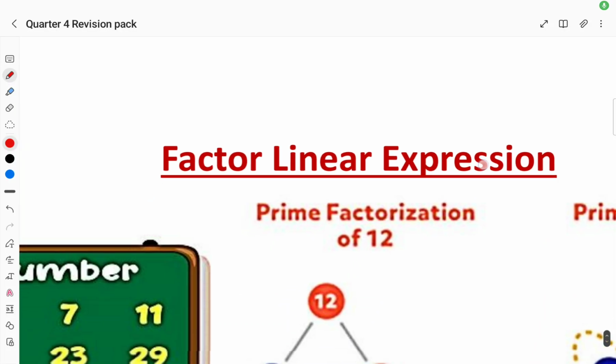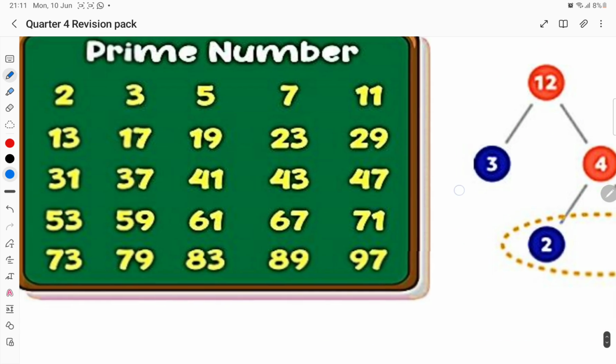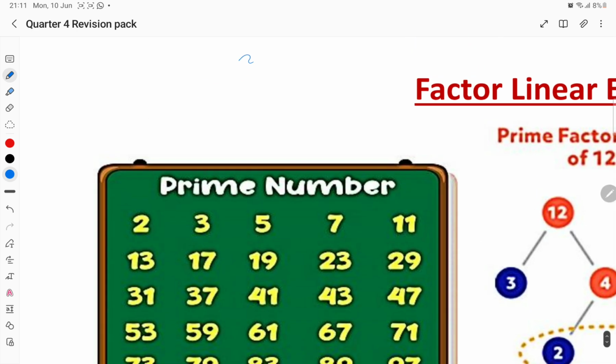Here we have in our revision factor linear expressions. I would love to start with the prime numbers. Who remembers what a prime number is? A prime number is a number that you cannot break. For example, 2 can't be broken. It can't be divided by anything else but 1 and itself.